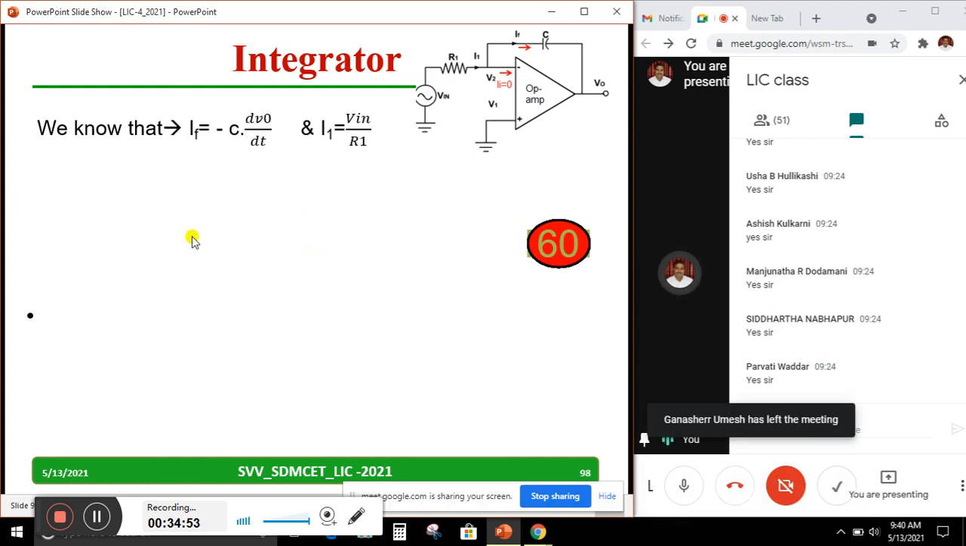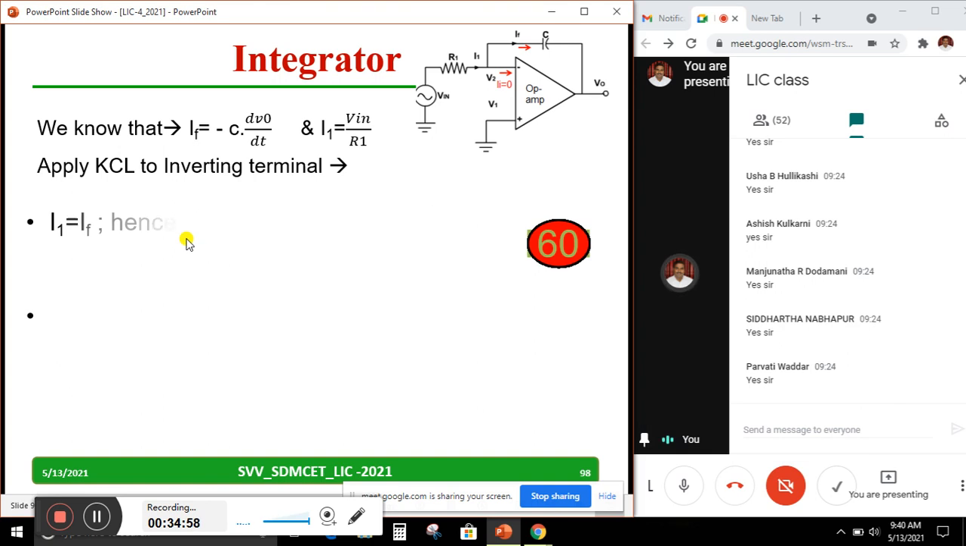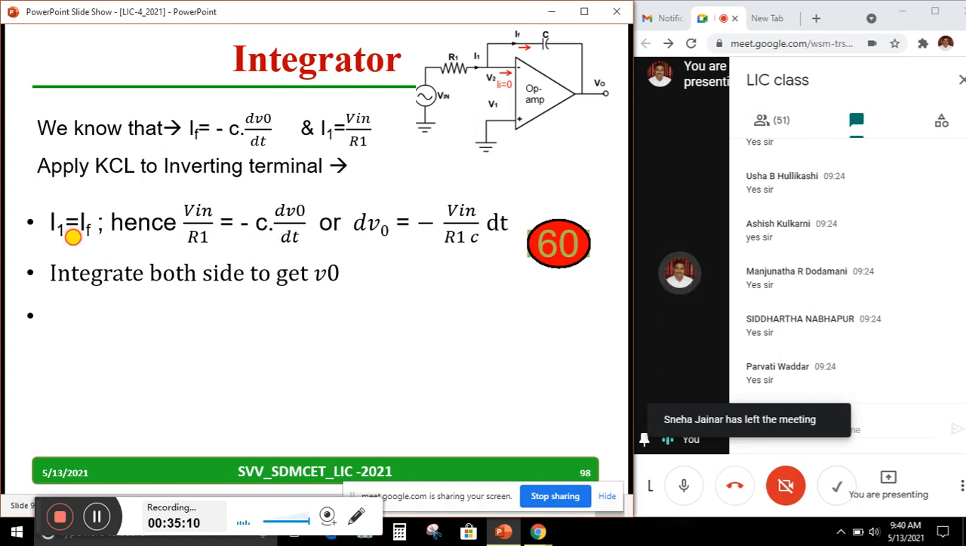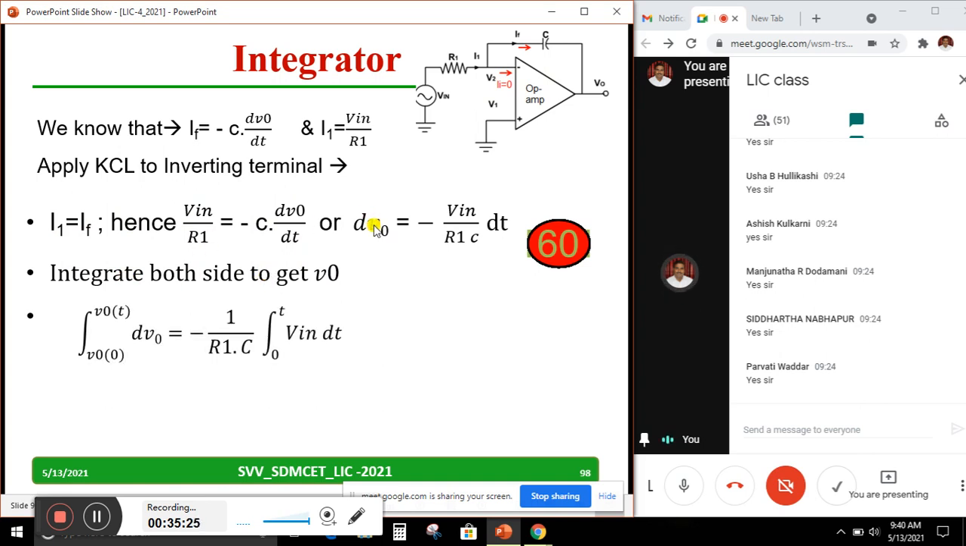Just now we have discussed I1 equal to IF. Apply a KCL to the inverting terminal, then integrating both sides. These things we have discussed already: I1 equal to IF, and the inverting-terminal current equal to 0. I have written I1, I have written IF, and now I am taking integration on both sides. Steps are very simple. Whatever is there, for this I am taking integration, for this also I am taking integration.